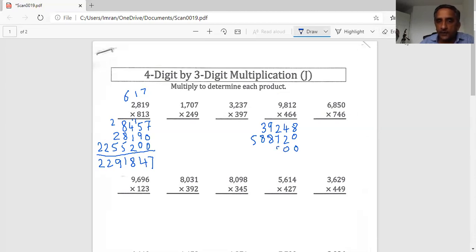Now 4 times 2 is 8. So we write 8 here. When you multiply 4 with 1, we get 4. When we multiply 4 with 8, it's 32. So we write 2 and 3 carry forward. Now 9 times 4 is 36. 36 plus 3 is 39.